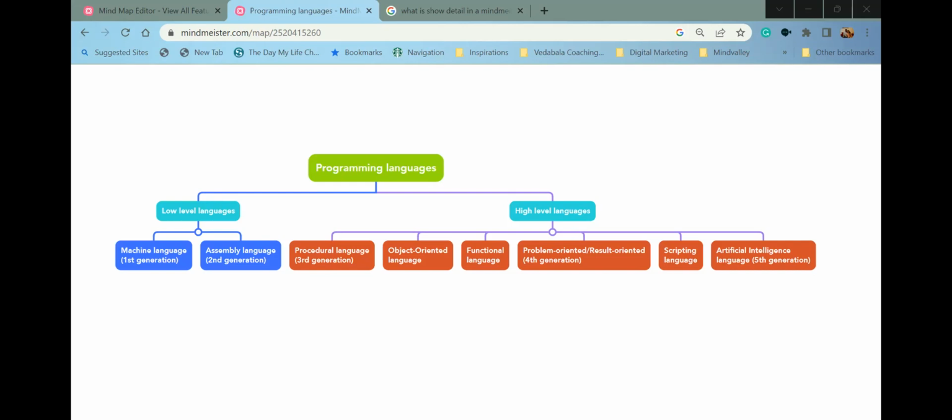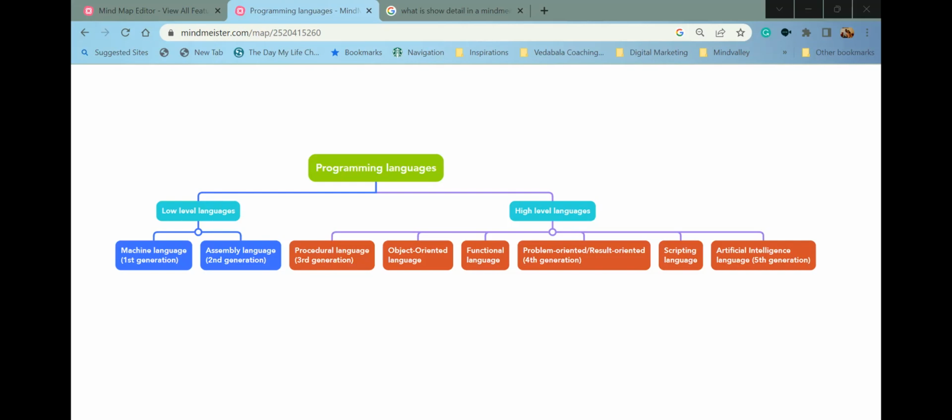Now, next type of programming language is problem-oriented programming language. In this, the result is retrieved without caring about the procedure or without getting into the actual complexity of the program. So this type of language is generally used for managing the databases. And here the priority is given to the data only. This type of programming language is also called as result-oriented programming language or even declarative language.